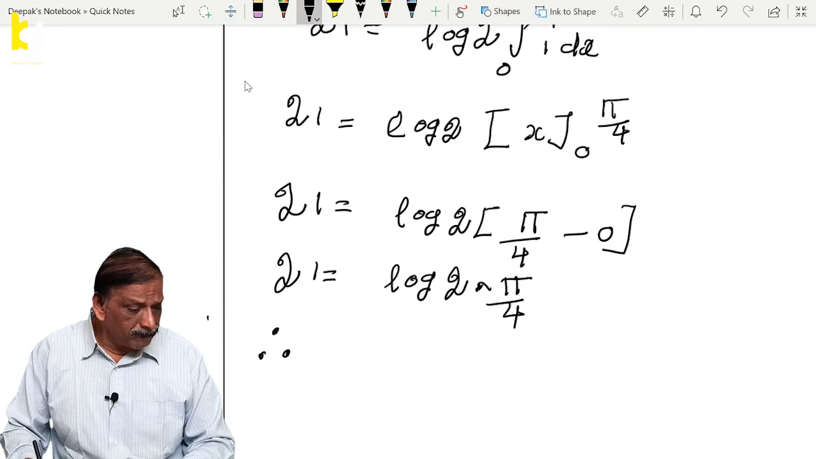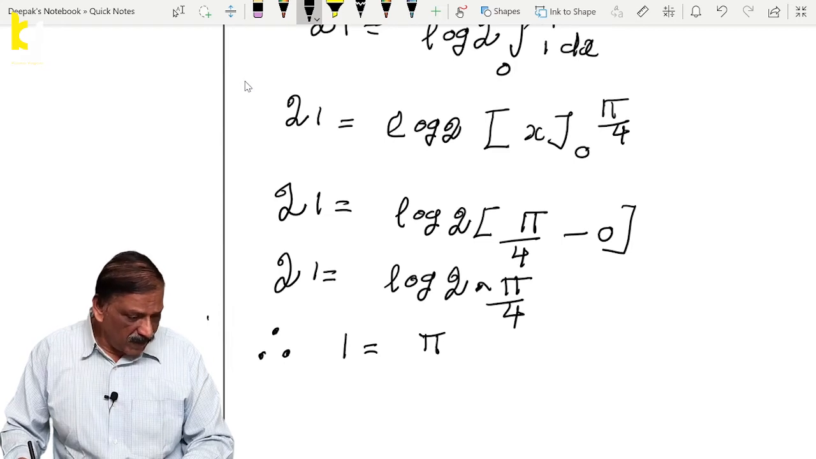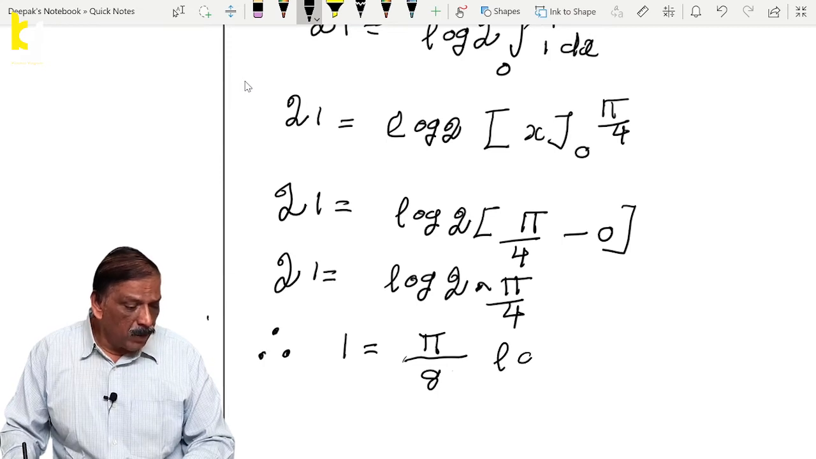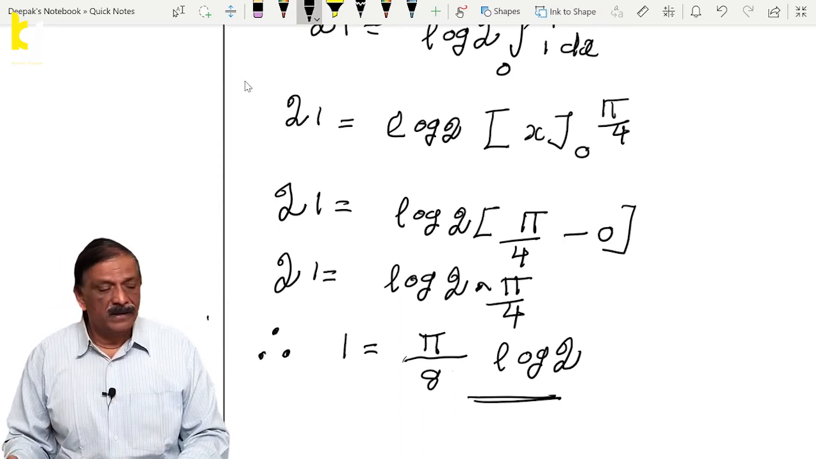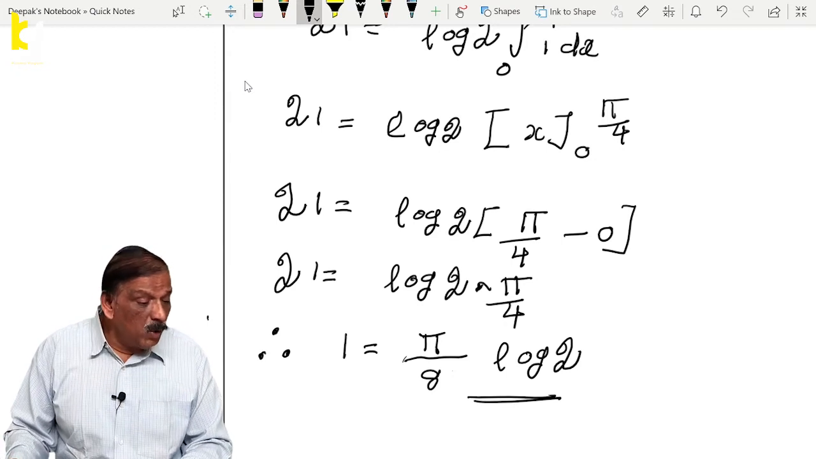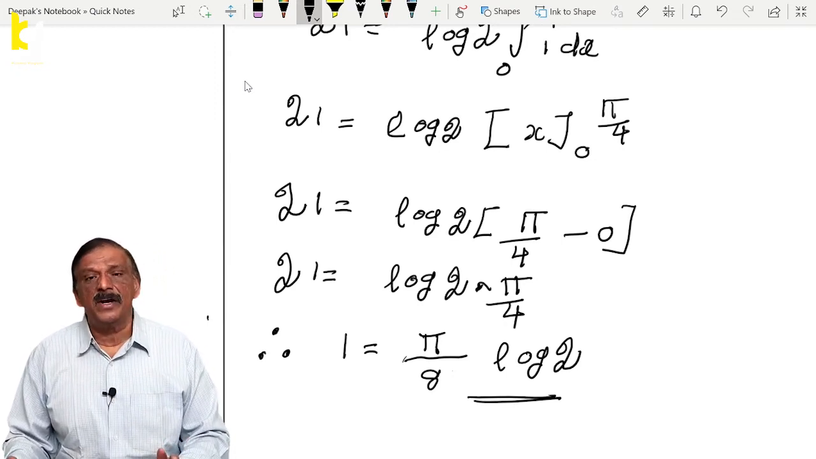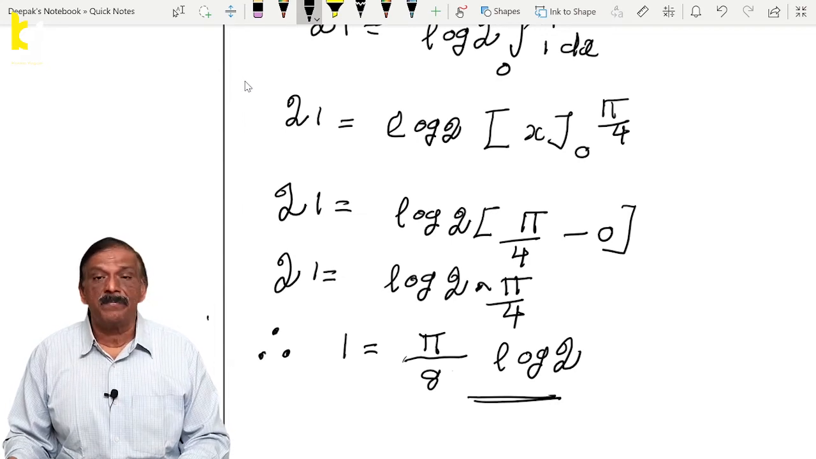Therefore, I equal, bring 2 to the right hand side, I equal pi by 8 log 2. Hence the answer. Clear? So this is very important question. If you have any doubt in any steps, please comment in my comment box.